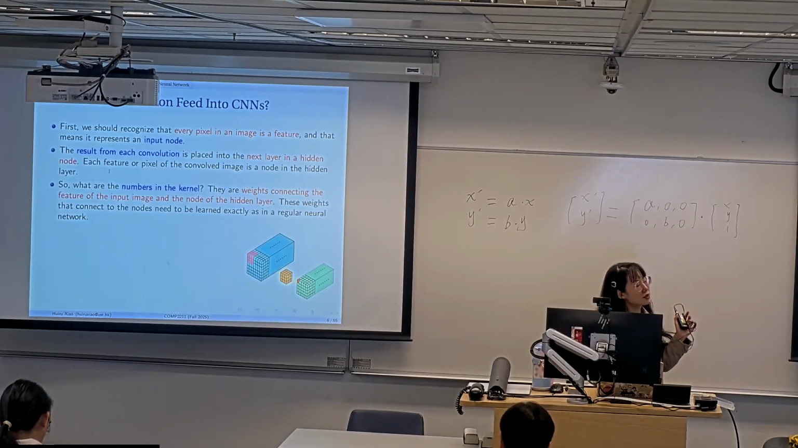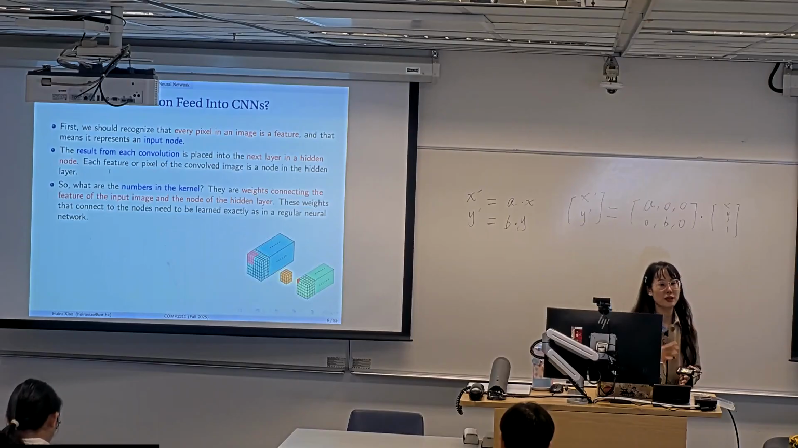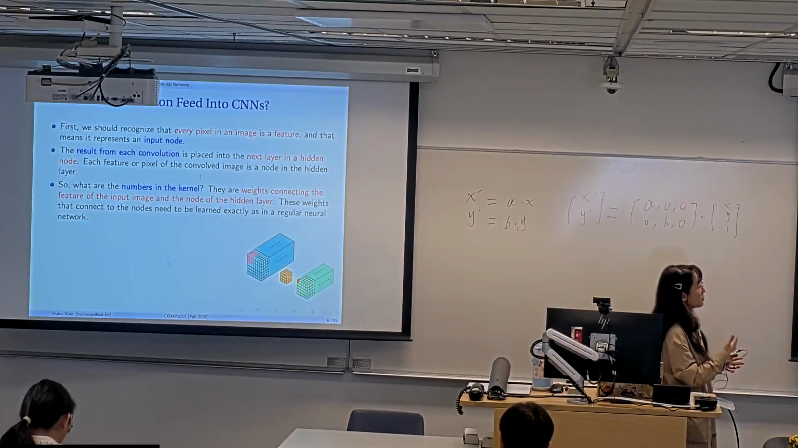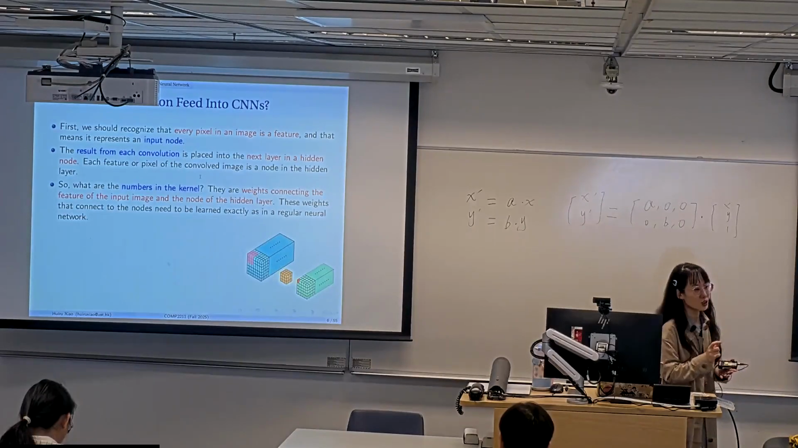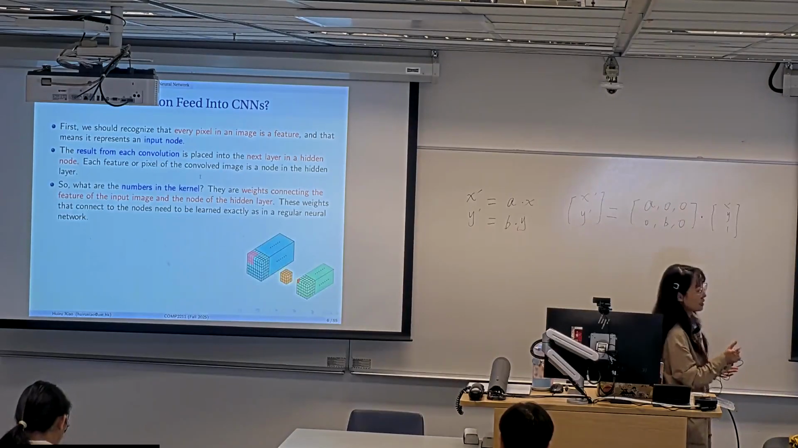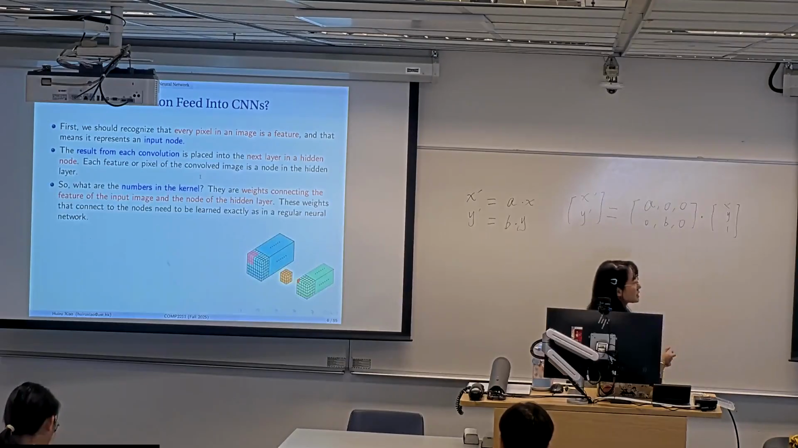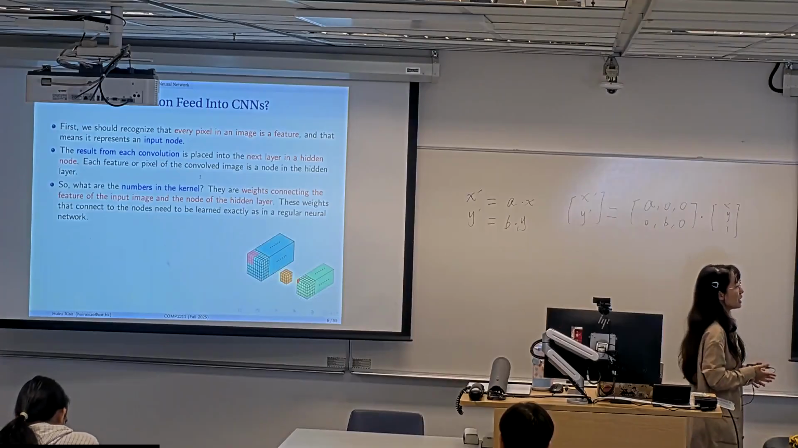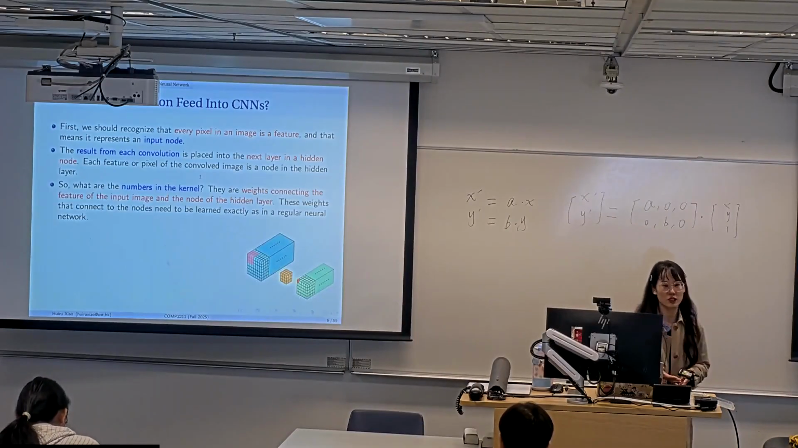Then what are the numbers in the kernel? We know a kernel has different entries with different values, like a 3 by 3 kernel has 9 values. What are these numbers? They are the weights. They are the weights connecting the features of the input image and the nodes of the hidden layer. And these weights that connect to the nodes need to be learned, exactly as in a regular neural network.